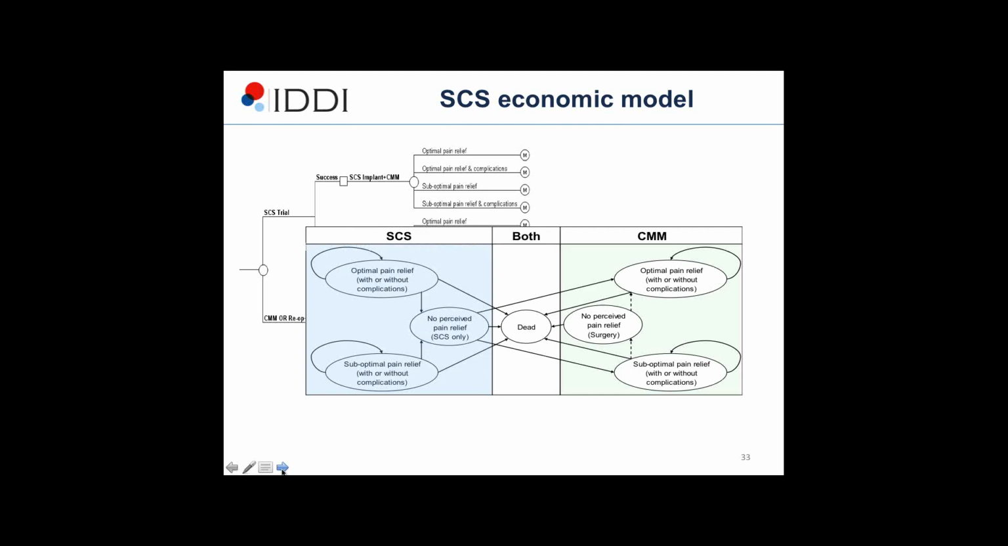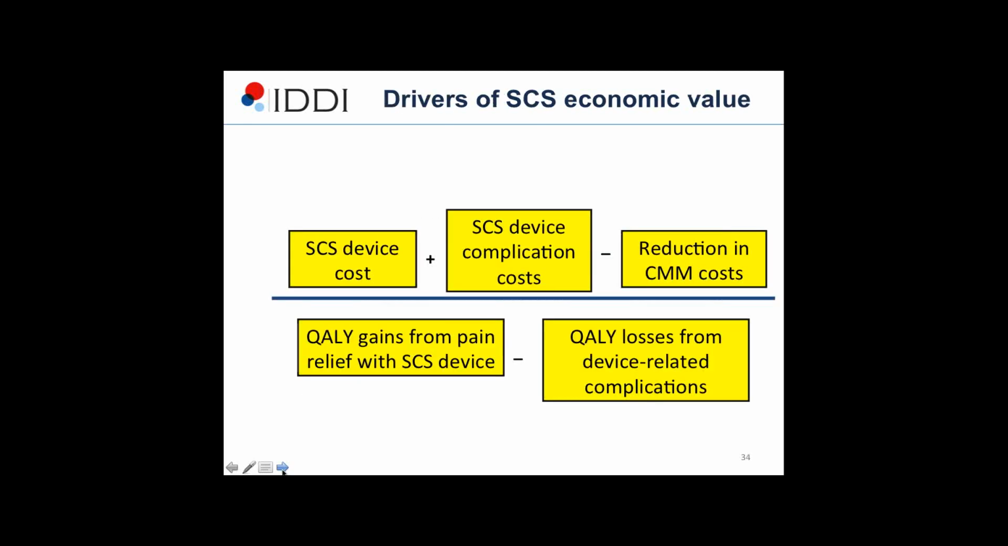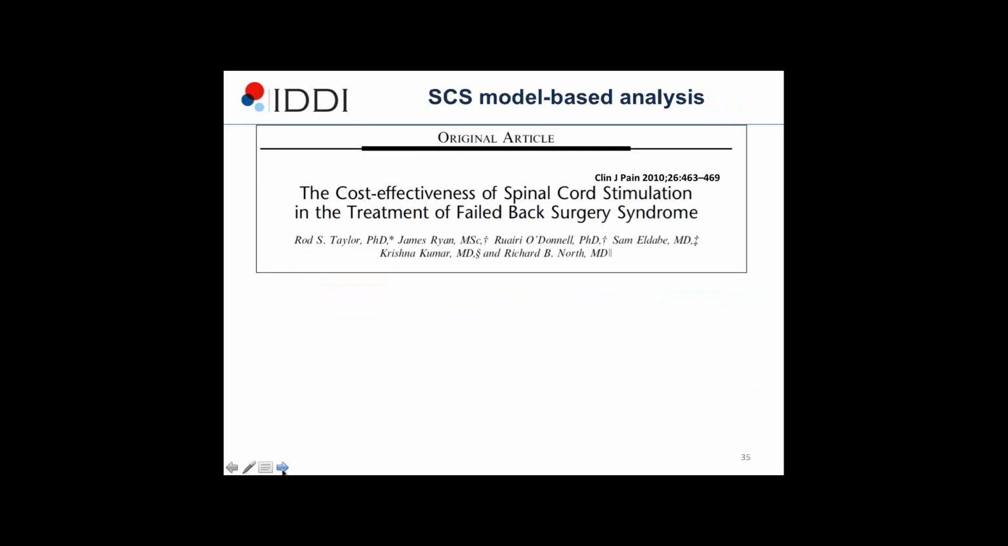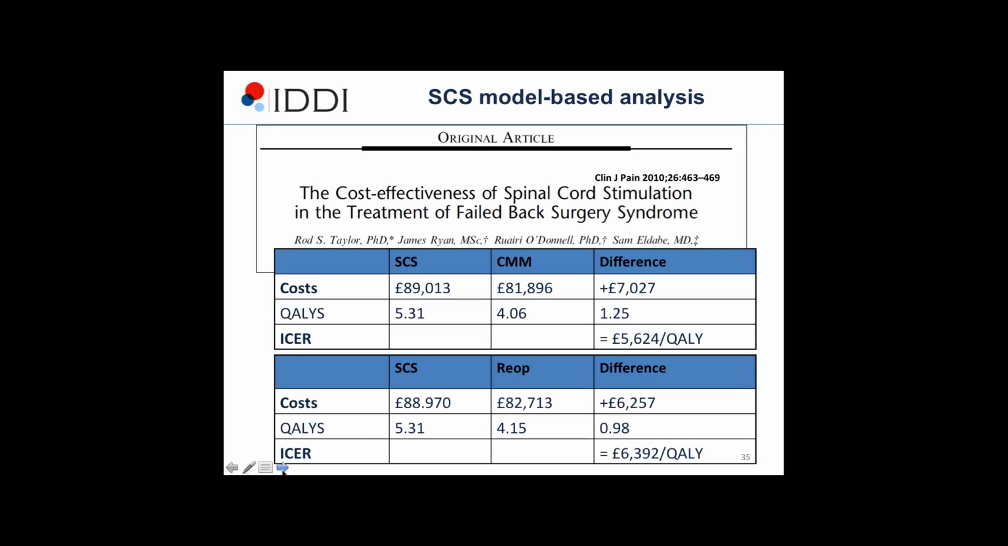So here was the decision tree element that then fed what we call a Markov model, and as a result of using these mathematical models, and I'll skip over this slide for time, we can then end up with this analysis. This was a publication where we used the model-based analysis to say, okay, what is the cost effectiveness of spinal cord stimulation?